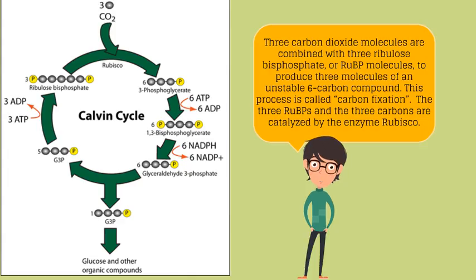3 carbon dioxide molecules are combined with 3 ribulose bisphosphate, or RuBP molecules, to produce 3 molecules of an unstable 6-carbon compound. This process is called carbon fixation. The 3 RuBPs and the 3 carbons are catalyzed by the enzyme rubisco.